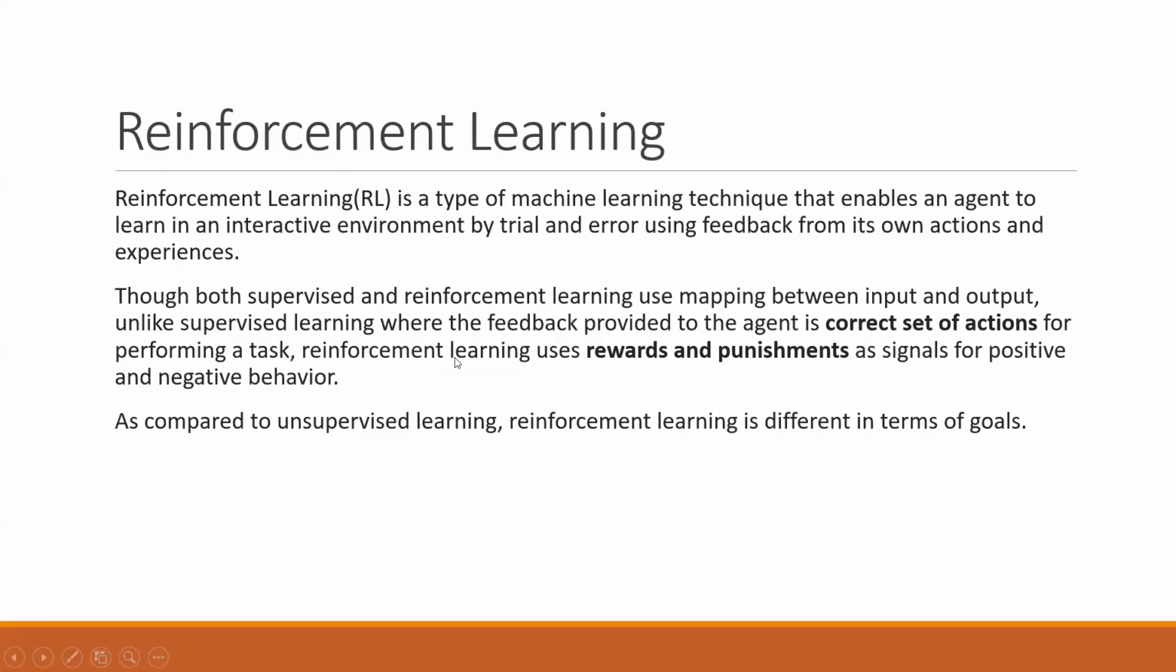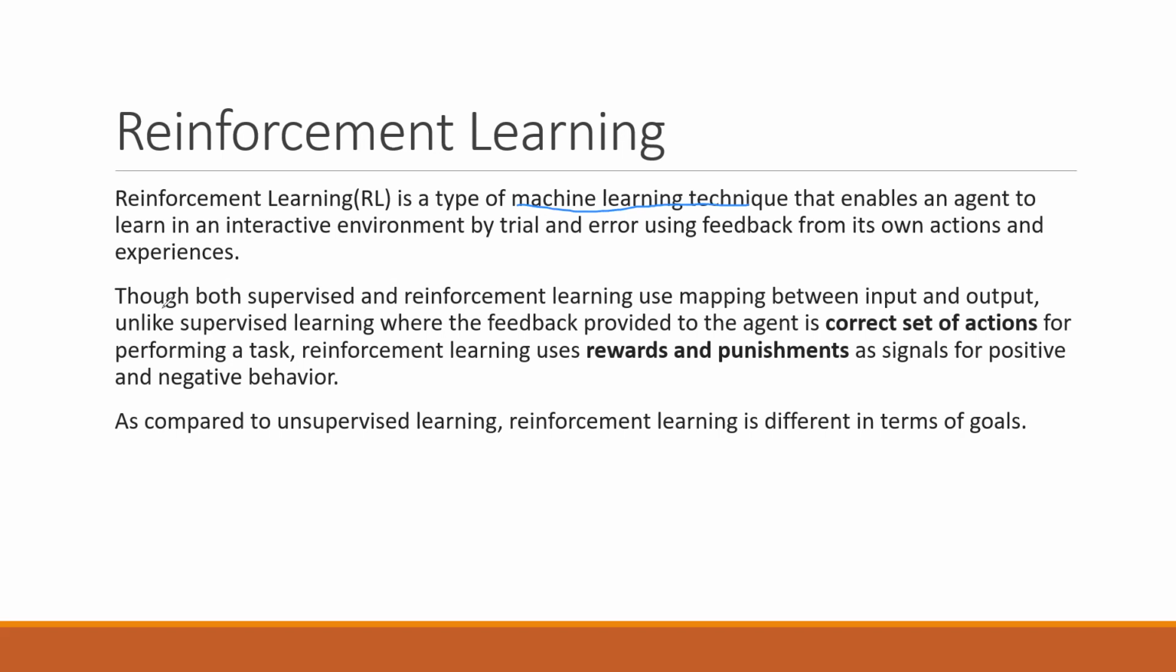Next, we have the third approach, that is reinforcement learning. Reinforcement learning is a machine learning technique that enables an agent to learn in an interactive environment by trial and error, using feedback from its own actions and experience. It is a learning technique in which there is an environment on which the agent is acting. Whenever the agent is working on the environment, there can be some errors, and there can be some positive things also. The feedback is taken, on the basis of which the model is updated or the errors are removed.